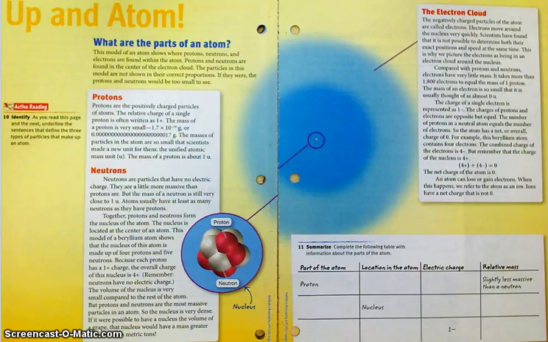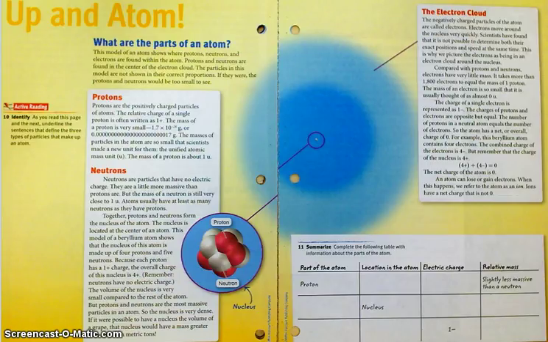The volume of the nucleus is very small compared to the rest of the atom, but protons and neutrons are the most massive particles in the atom. So the nucleus is very dense. If it were possible to have a nucleus the volume of a grape, then the nucleus would have a mass greater than 9 million metric tons. Okay, I'm not super worried about you knowing that. But please just understand that protons and neutrons have almost all of the mass in an atom, and they are packed together in the nucleus of the atom.